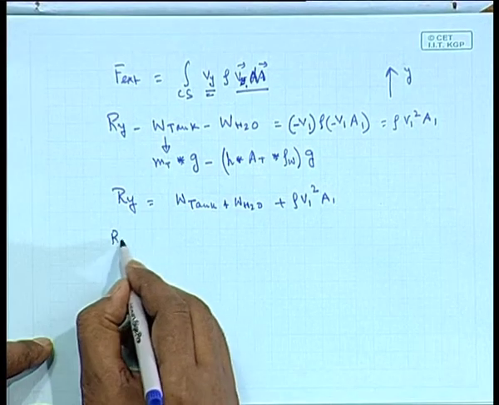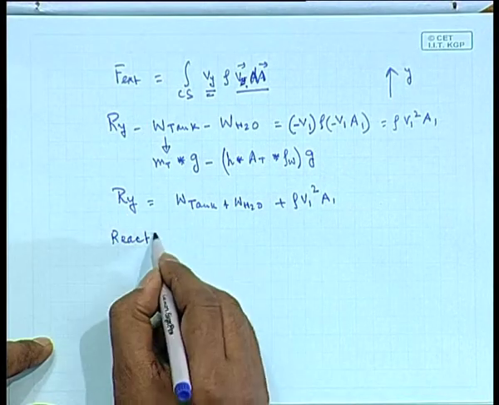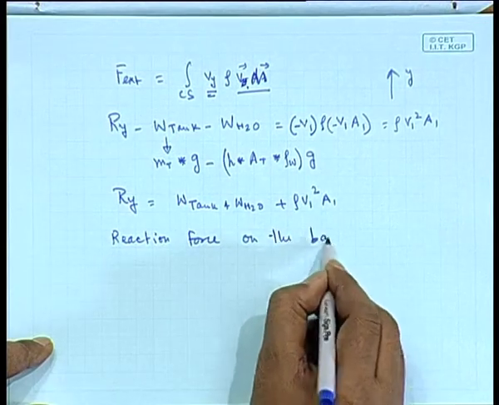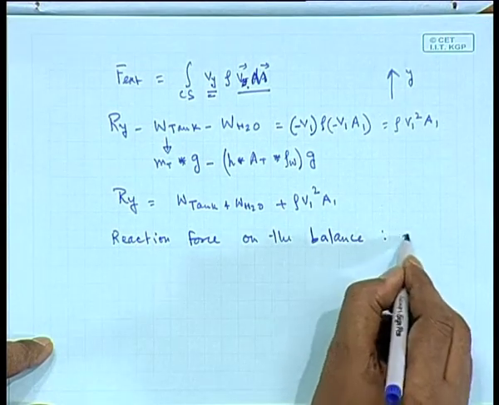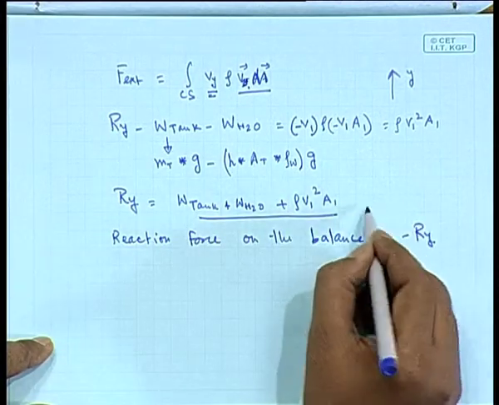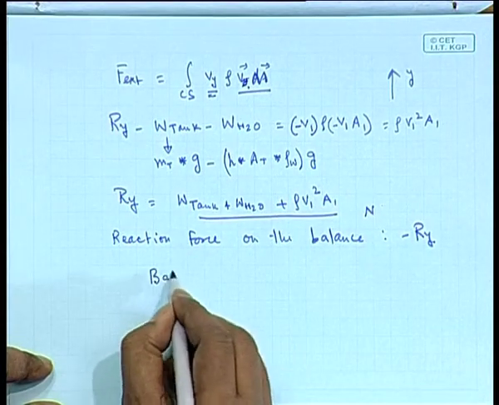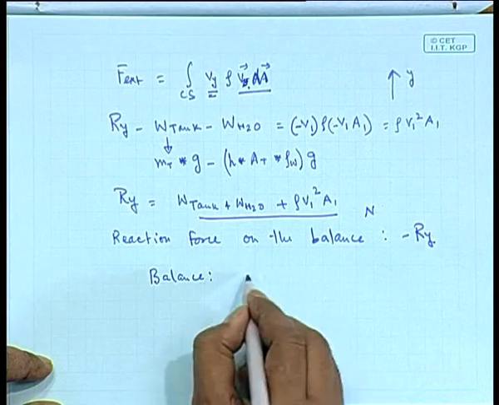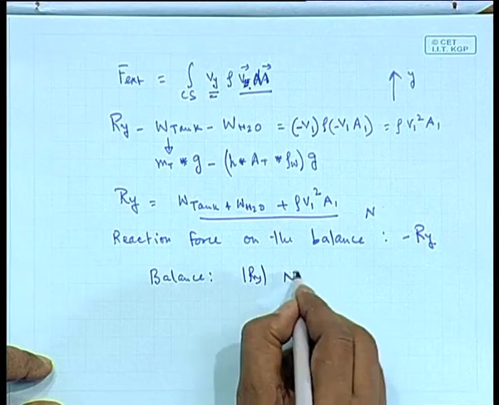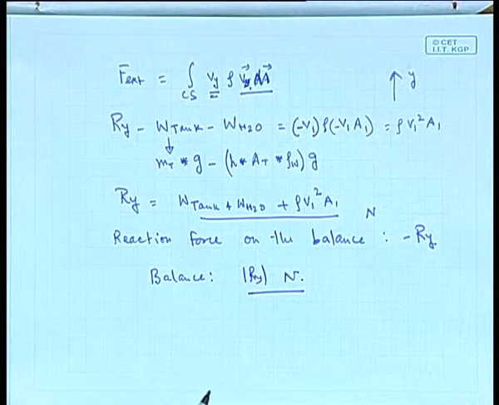Now the reaction force, so this is the force acting on the control volume. So obviously the reaction force on the balance will be minus Ry. So this will be coming out to be some Newton, okay, in terms of the force, and the balance will show that reading. Okay, mod of Ry Newton. You just plug the values, numbers, and get the values. Okay.